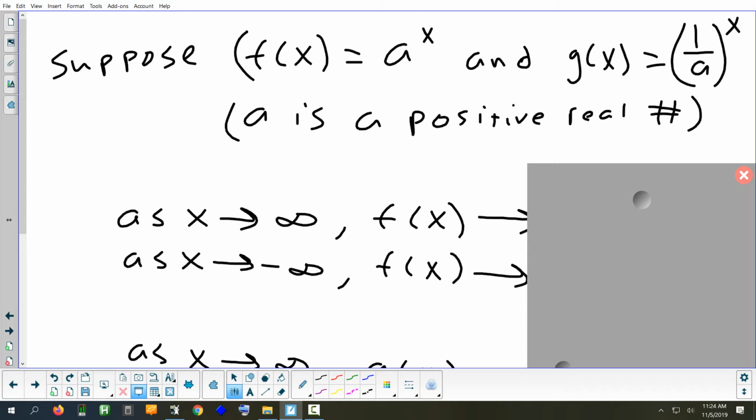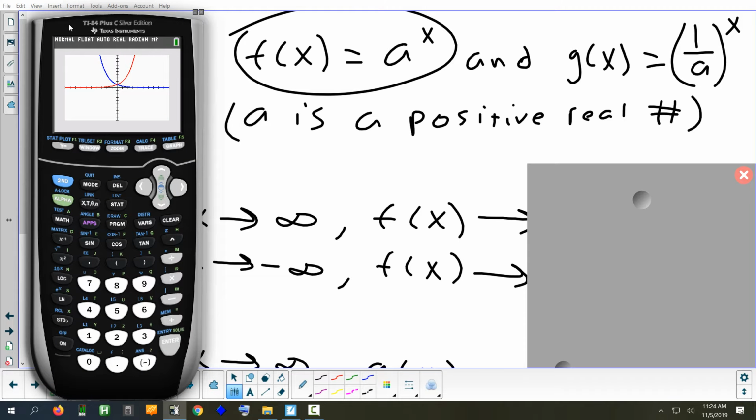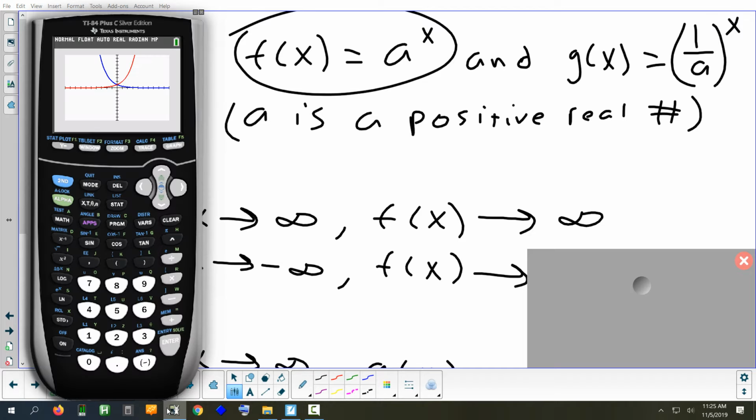Let's start with f of x. That was the growth function. Look at the one in red. As x went to the right, what happened to the y value? The one in red approached infinity. Now, still looking at the first one, looking at the y value again, what happens as you head to the left on the graph in red? It approaches 0.